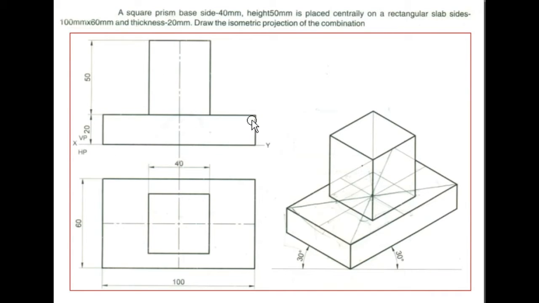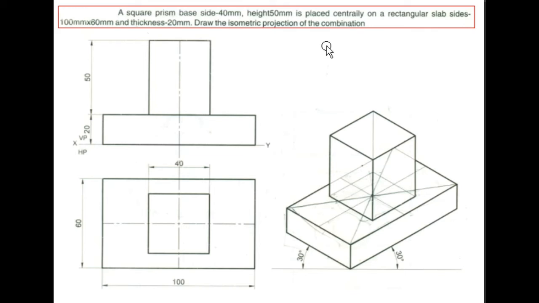So a rectangular slab is the base part and above that a square prism has been placed. You can see here a rectangle of 100 by 60 mm. Next, what is the height of that rectangle? 20 mm. So 20 mm thickness has been shown here. Next, similarly, a square prism of side 40 by 40 mm. And what is the height? Height is 50 mm. So this represents the front view of this combination of solids, and this represents the top view of this combination of solids.